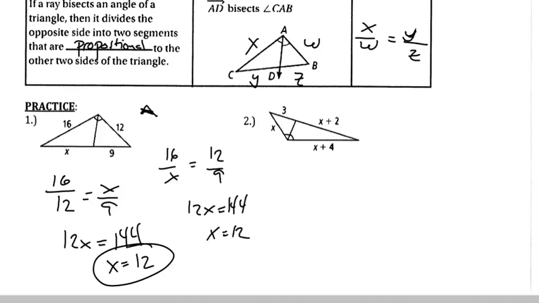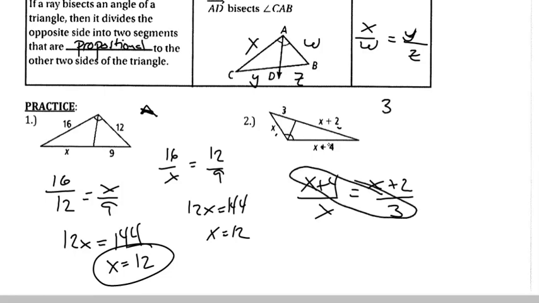All right, let's do this one. It's probably going to be another funky one. I'm going to set it up as x plus 4 over x, this over that, equals x plus 2 over 3. You would end up with that times that: 3x plus 12 equals that times that, x squared plus 2x.